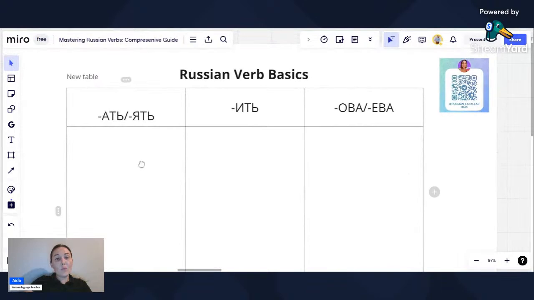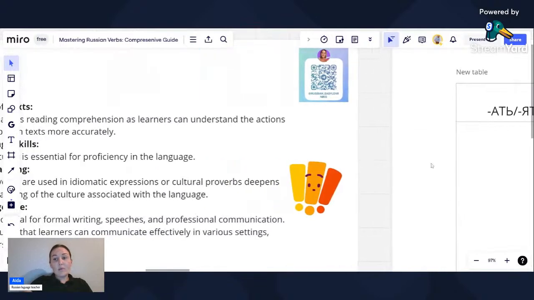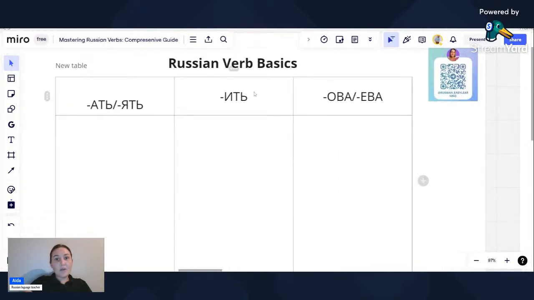In our today's webinar, we will discuss three main types of Russian verbs: verbs of the first group, verbs of the second group, and verbs with the suffixes ova or eva. Also, you will learn how to change verbs in the present tense, the past tense and the future tense. We will have some practice and make sentences in the present, past, and future. I recommend some resources. So let's get started and talk about Russian verbs. Russian verb basics.